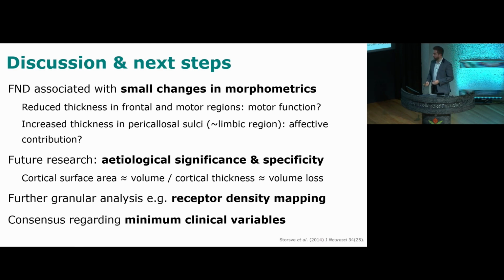We are planning to do some further granular analysis, including receptor density mapping, so mapping the morphometric changes that we see onto normative maps of neurotransmitters and neuroreceptors, to see whether the changes that we see in the structural scans are related to particular regions that express certain receptors. And also we feel that the results and the analysis of this project suggest that an agreed minimum clinical variable data set for future imaging research in FND is required.